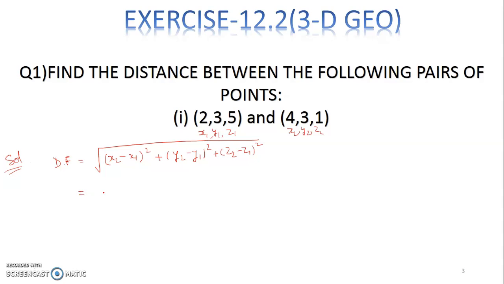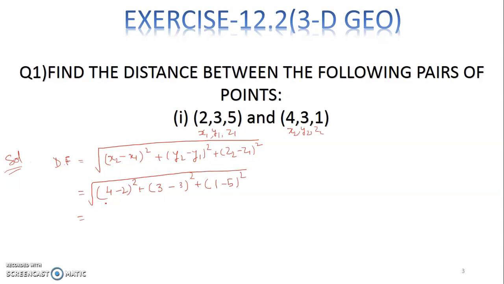Substitute the values here. So what is the value of x2? 4. x1 is 2. So you can clearly see here students, x2 minus x1 whole square plus, what is the value of y2? 3. y1 is 3. Whole square plus z2 is 1, z1 is 5, whole square.